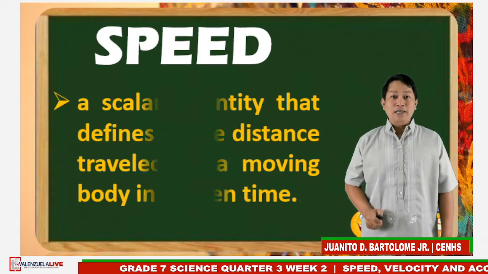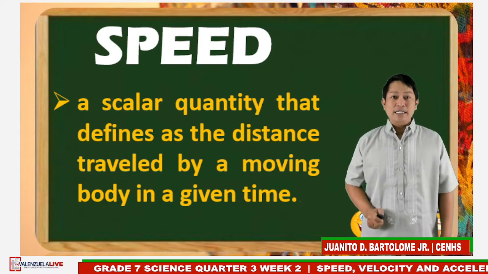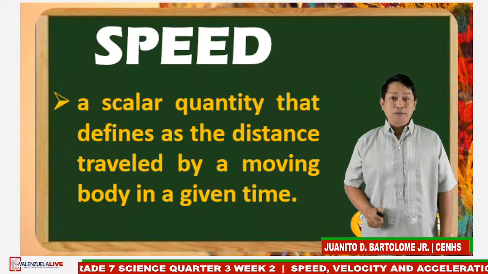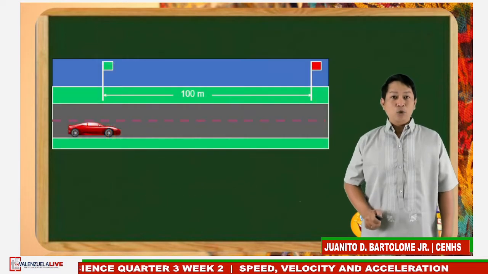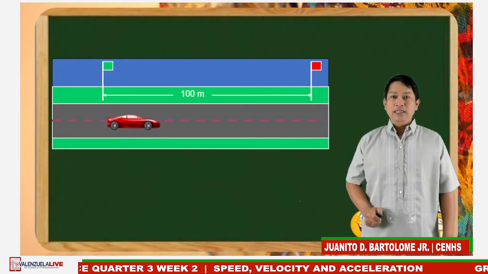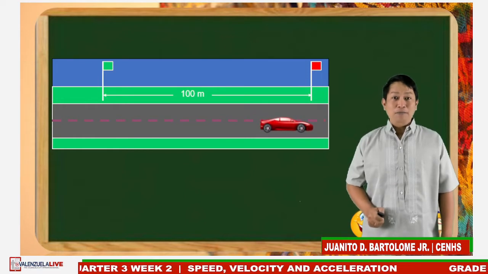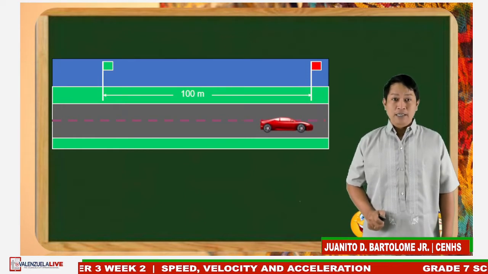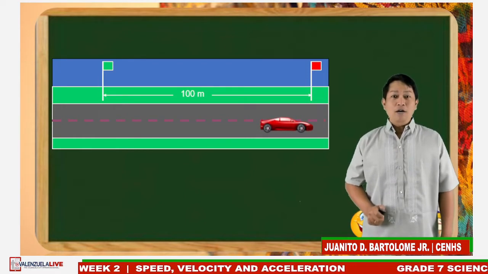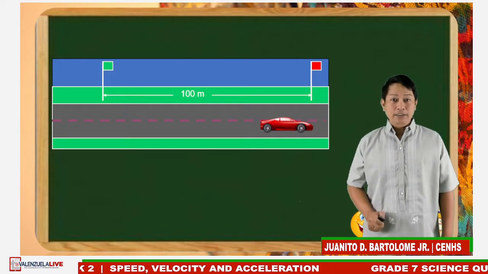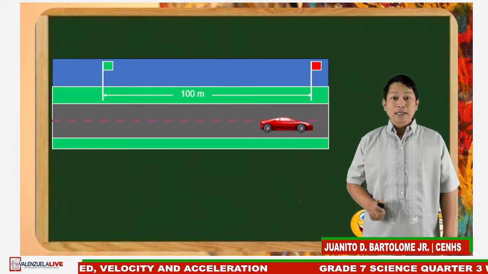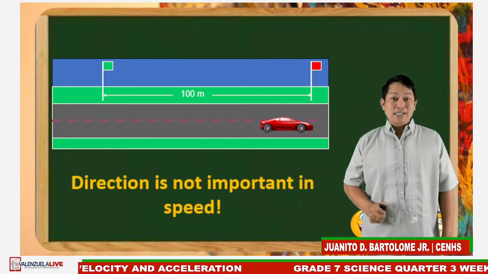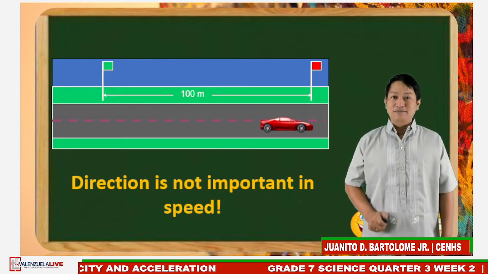Speed is a scalar quantity that is defined as the distance traveled by a moving body in a given time. Look at the motion of a car. It is moving at a certain speed but no constant direction. In terms of speed, we only consider the distance traveled and the time it takes to complete its movement. Remember, direction is not important in speed.